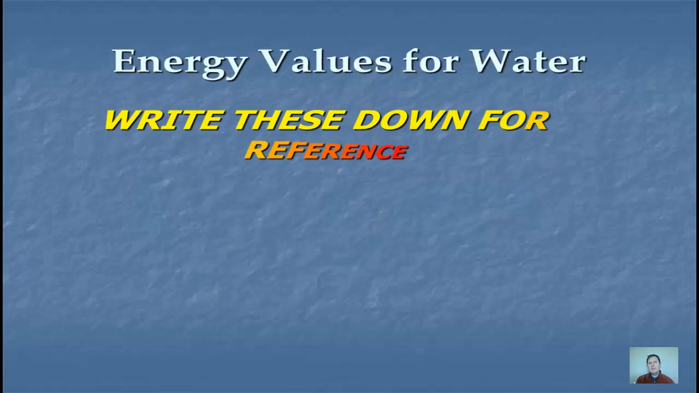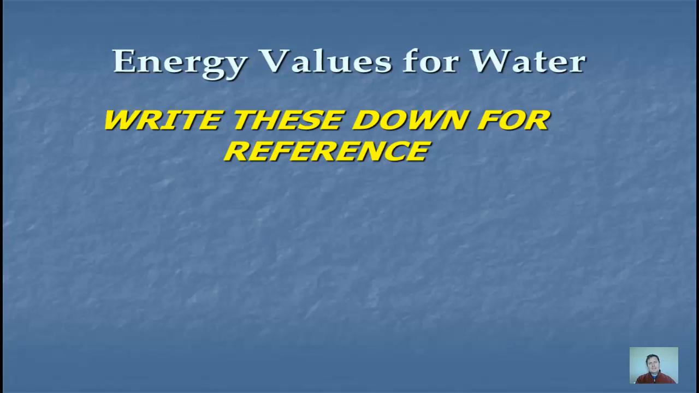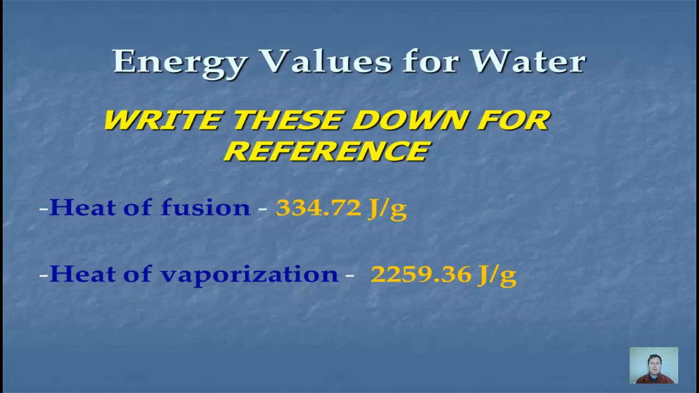Okay, so copy these energy values down. Like I said, you're going to use these a lot, so it's good to have them written down somewhere where you can look at them closely. On a test, I will give you the first two. Heat of fusion. Okay, remember that's our melting point there. It's 334.72 joules per gram. So it takes that many joules to melt 1 gram. Now, if we go up to heat of vaporization, we got 2259.36 joules per gram. So it takes a tremendous amount more energy to change something from a liquid to a gas than it does from a solid to a liquid.